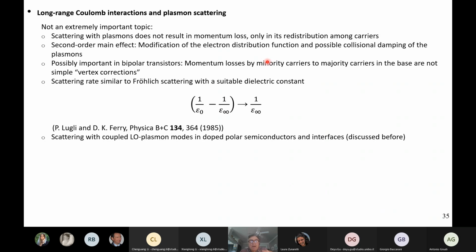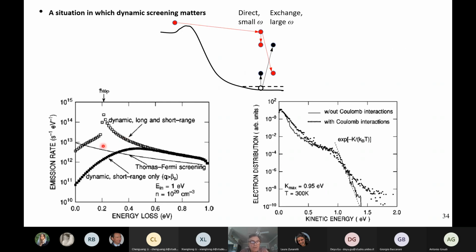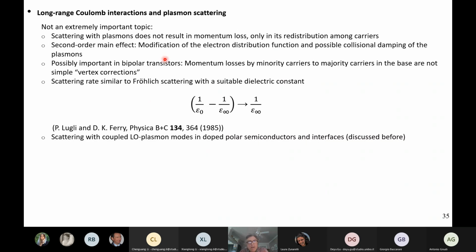Okay, this is regarding, at least except for this figure, where I used the full RPA expression for the screening parameter, which accounts for long-range interaction as well. And since it was a full RPA calculation, it also accounted for Landau damping automatically. But now we move to purely long-range interactions.